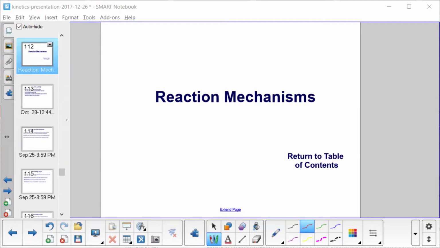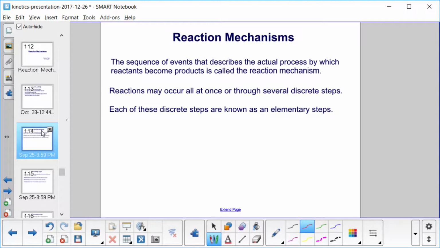This section of chemical kinetics discusses reaction mechanisms. The sequence of events that describes the actual process by which reactants become products is called the reaction mechanism. Reactions may occur all at once or through several discrete steps. Each of these discrete or simple steps are known as elementary steps.